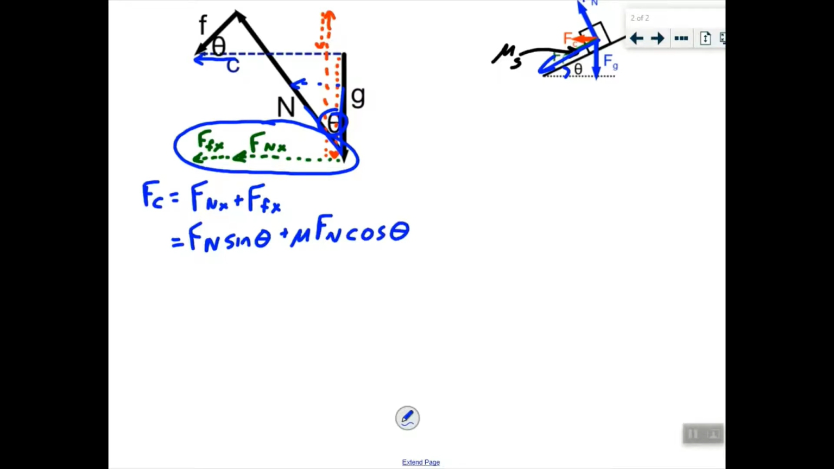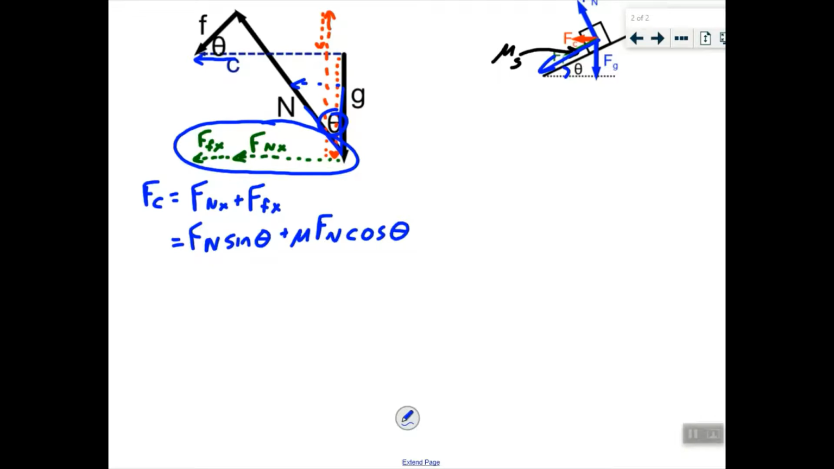Next line. Now, we're looking at this and we're saying, okay, I have mu, I have theta. Those are two I'm allowed to have in my final value. But Fn, I'm not given Fn, and you're almost never going to be given Fn in a problem like this. So I've got to replace Fn. So what can I replace Fn with? Well, I have to turn to the vertical forces.